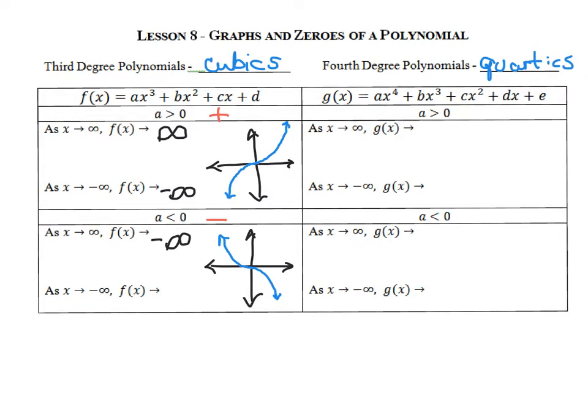Now look on the left side of the graph. So as x approaches negative infinity, I'm going this way on my graph, and I can see that the outputs, the function values, are getting very large, so therefore f of x is approaching positive infinity.